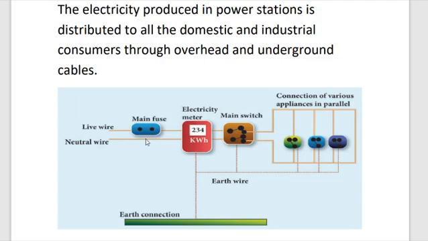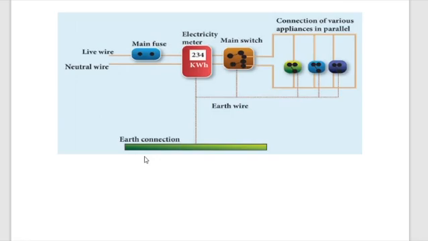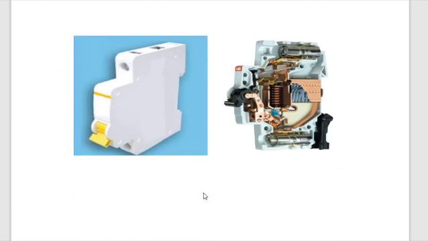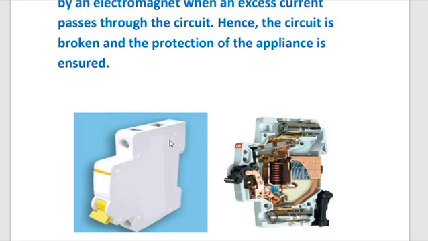The meter is used to record the consumption of electrical energy. What is the meaning of consumption? It is the amount we used. The next one, a fuse and an MCB. The fuse box contains either a fuse wire or a miniature circuit breaker, that is MCB.